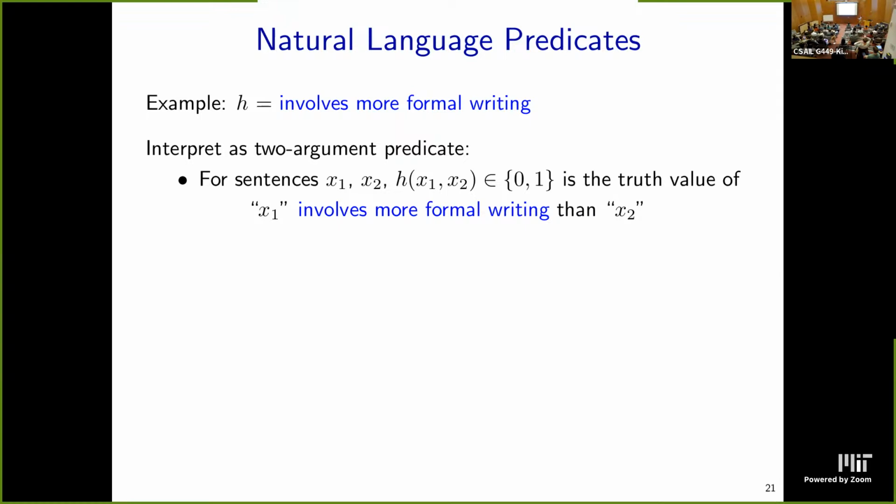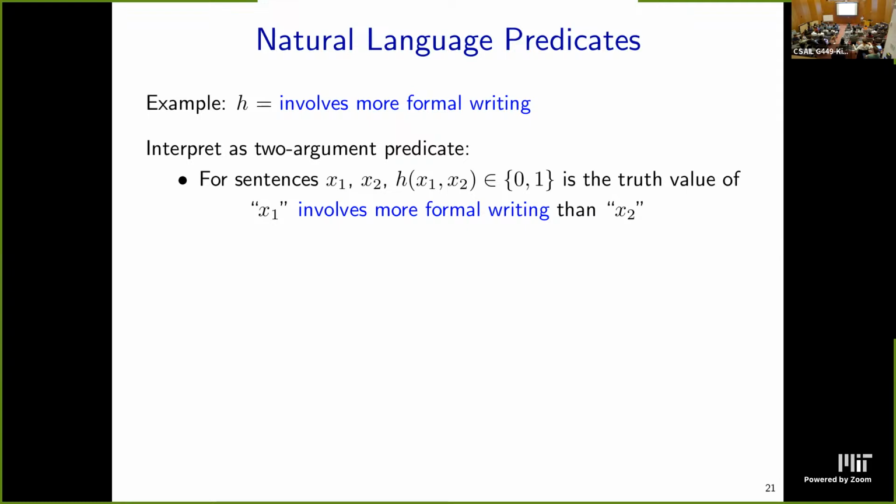So let's take an example. Say H is "involves more formal writing." This is comparative, so we're going to interpret it as a two-argument predicate. We interpret it as a function H that takes in sentences x1 and x2 and outputs a truth value in {0, 1}.